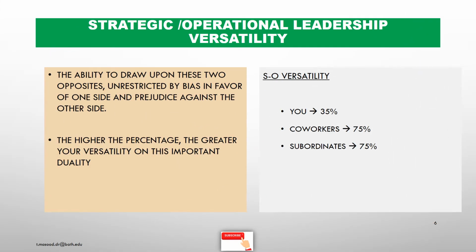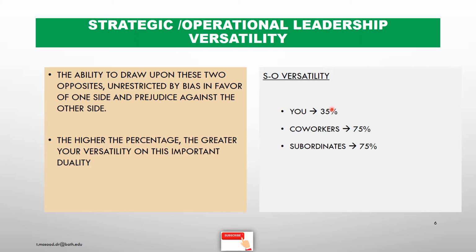Okay, now first, strategic operational leadership style versatility. It is the ability to draw upon these two opposites unrestricted by bias in favor of one side and prejudice against the other side. The higher the percentage, the greater your versatility on this important duality. For strategic operational versatility, if you gain a 35% score from your simulation model, your co-workers and subordinates stay the same. The higher the percentage, the greater your versatility index.